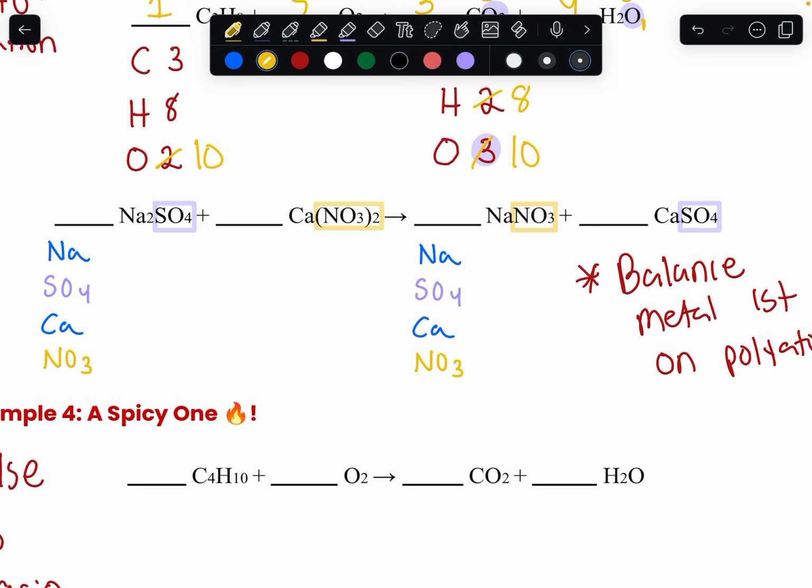I'm going to keep the sulfate group as one thing, and I'm going to keep this nitrate group as one group, instead of splitting them into their individual atoms. Now what I can do is count up how many of each I have using those polyatomics as groups. So here, I'll start and say that there's 2 sodiums, 1 sulfate, 1 calcium, and 2 nitrates. Okay, I'm going to do the same thing on this other side. I have 1 sodium, 1 sulfate, 1 calcium, and I also happen to have 1 nitrate.